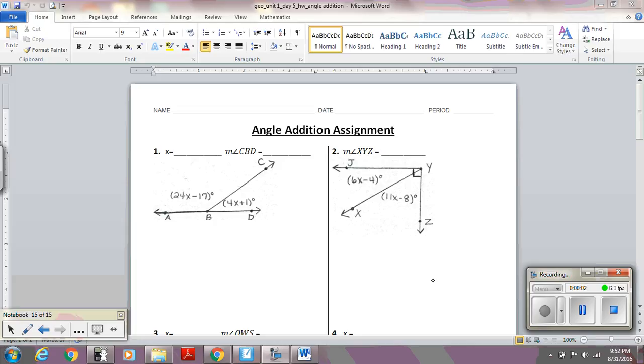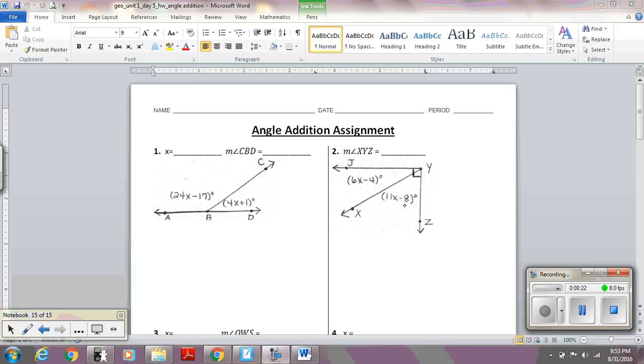Day 5 tutorials. I'm going to help you with the angle addition assignment. Again, I'll work through the odd problems with you.